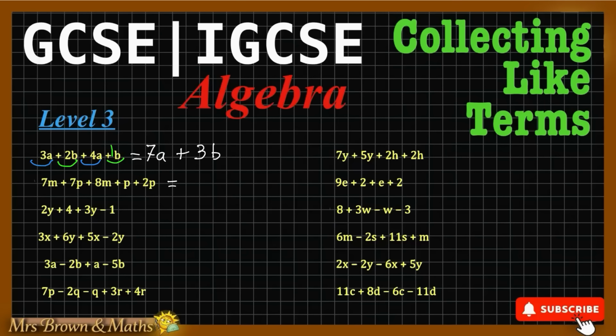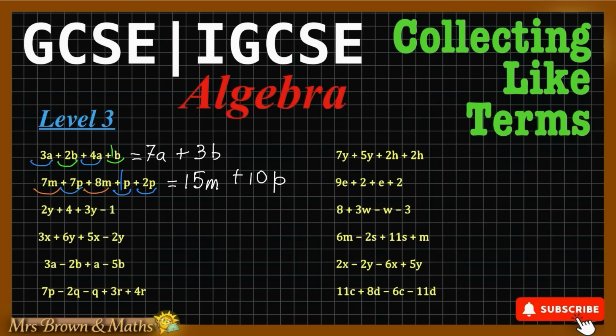One more question. 7m plus 7p plus 8m plus p plus 2p. M terms. Add them together. 15m. P terms. 10p. So final answer is 15m plus 10p.